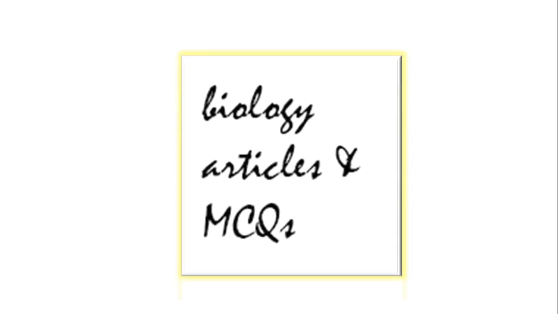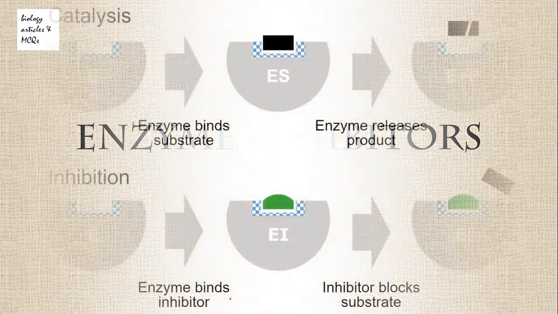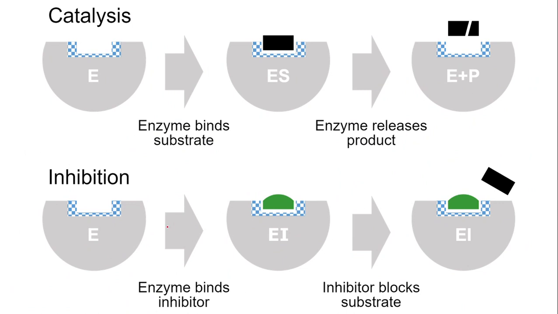Guys, our today's topic of discussion is enzyme inhibitors, and we will also discuss its types. So let's start. First of all, what are inhibitors? Guys, inhibitors are any chemical substance that can react with the enzyme, but in place of the substrate. And after the reaction with the enzyme, it will not be transformed into the products.